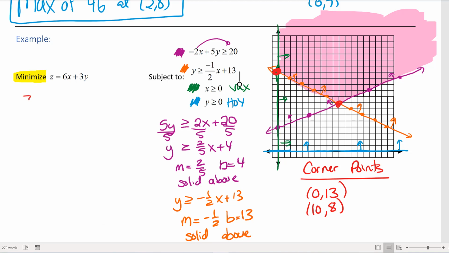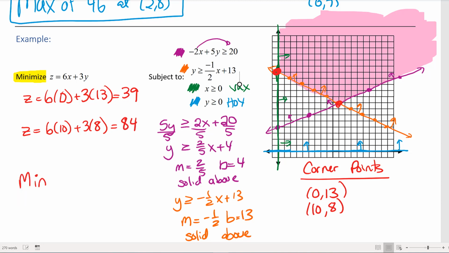So if I'm trying to minimize, I have z equals 6 times 0 plus 3 times 13. That gets me 39 plus 0, which is 39. And the other point, I have 6 times 10 plus 3 times 8, and that gets me 60 plus 24, which is 84. So I'm looking for a min. If it's at a corner point, it's going to be the 39, but let's identify, maybe it's not, maybe I could be wrong.